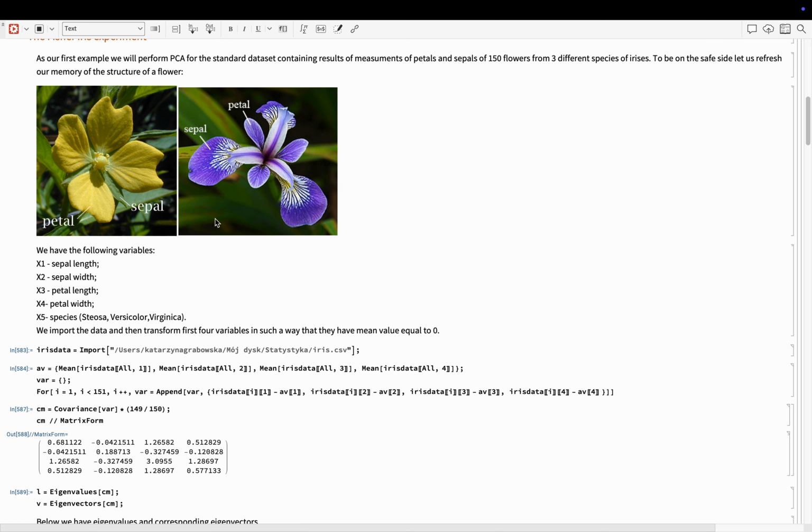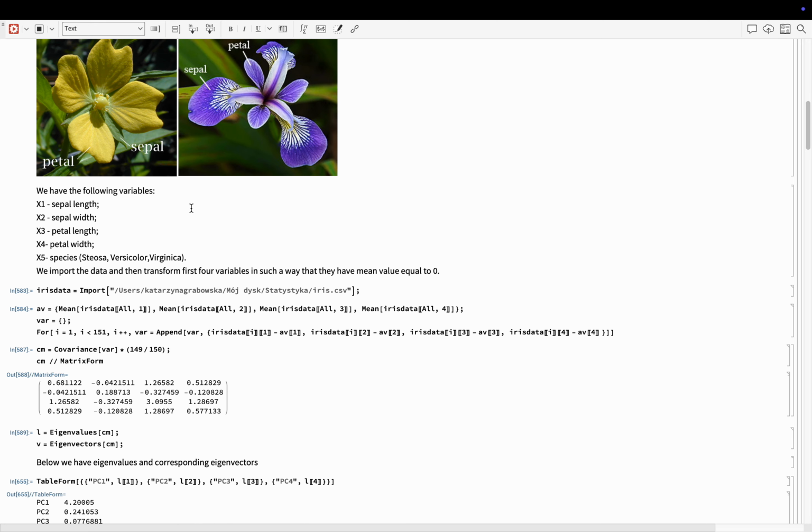Okay, so what are our variables? The variables are the following: sepal length and sepal width. So we measure how long it is and how wide it is, and the same about petals, how long it is and how wide it is. And we have the fifth variable. In this data set, we know what the species are. So these are three different kinds of irises. In our data set, there are 150 flowers.